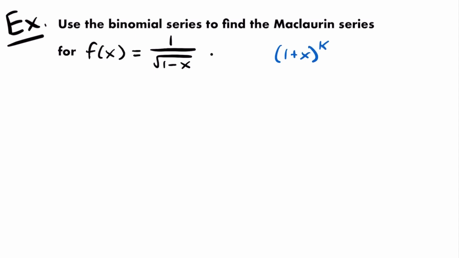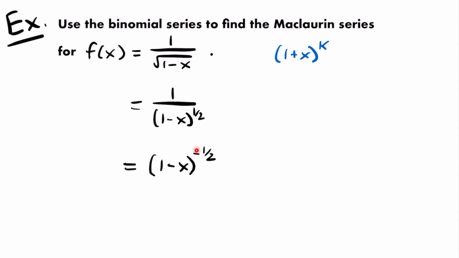And so currently our function doesn't seem to be in that form, but what we can do to change that is first rewrite this square root to be the 1/2 power of 1 minus x. So what we'll have is that this is equal to 1 divided by (1 - x) to the 1/2 power. And then if we move that quantity to the numerator, that exponent will become negative. And so then this will be equal to (1 - x) to the power of -1/2.